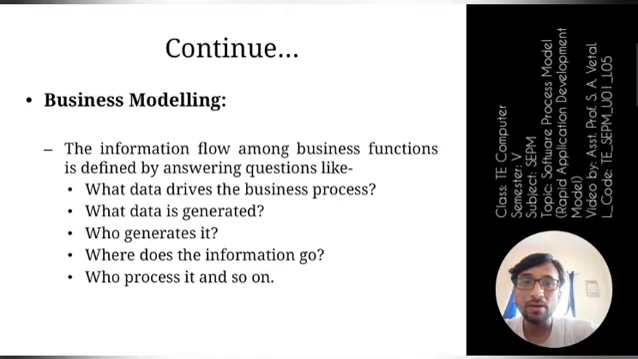In business modeling, the information flow among the business functions is defined by answering questions like these. By answering the questions given below, we can get the information flow among the business functions. What are the kinds of questions? What data drives the business process? What data is generated? Who generates it? Where does the information go? Who processes it? And so on. Such questions can be answered to understand the information flow among the business functions. So this is business modeling.